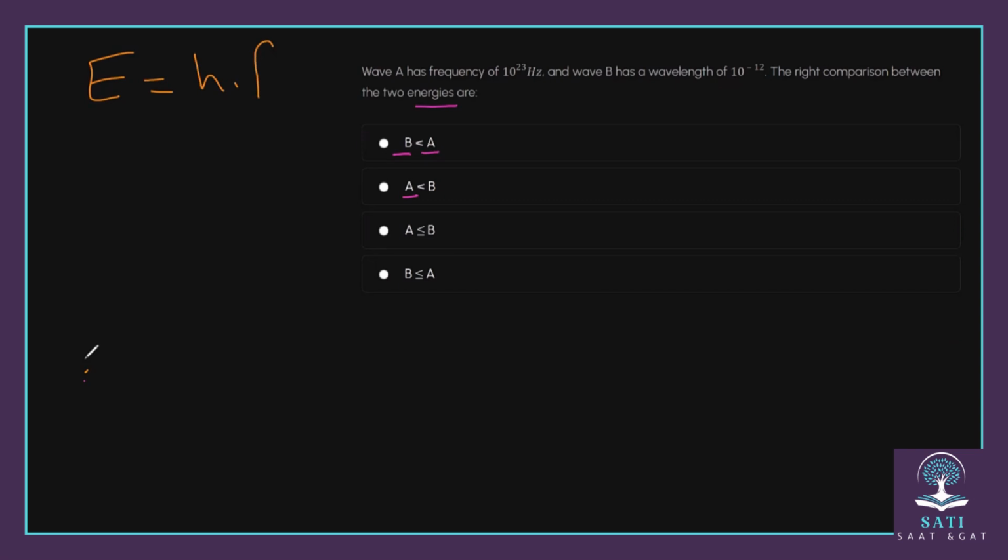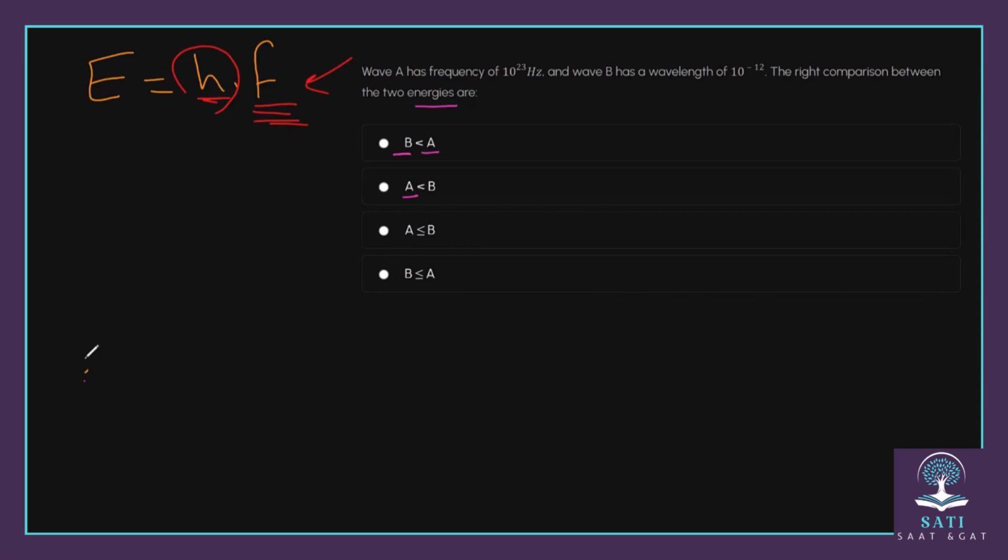H times F. So the H now is constant. That means when we compare the energy of two waves, we are really comparing the frequency. Why? Because H is constant. When you multiply the frequency by a constant, it will not give you additional information. So if we are comparing two waves' energies, just compare the frequency. The higher the frequency, the higher the energy. So we need to understand now the frequency.